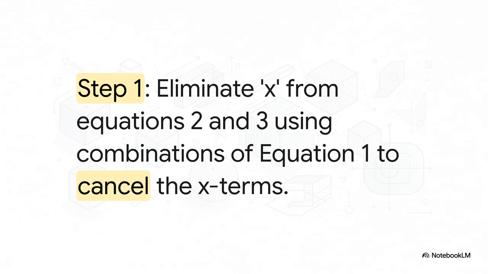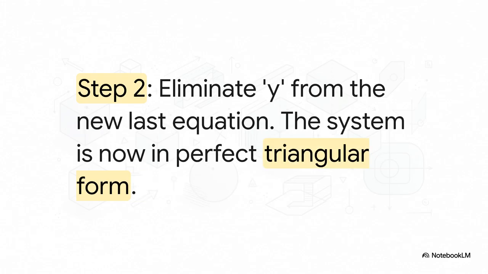Our whole goal is to make those x terms just vanish. And after that first step, look at that. Our system is already looking so much cleaner. We've only got x in the very first equation. Now we just repeat the process. We target the y variable using our new middle equation to eliminate y from the bottom one. And just like that, our system is in that perfect, easy-to-solve triangular form.